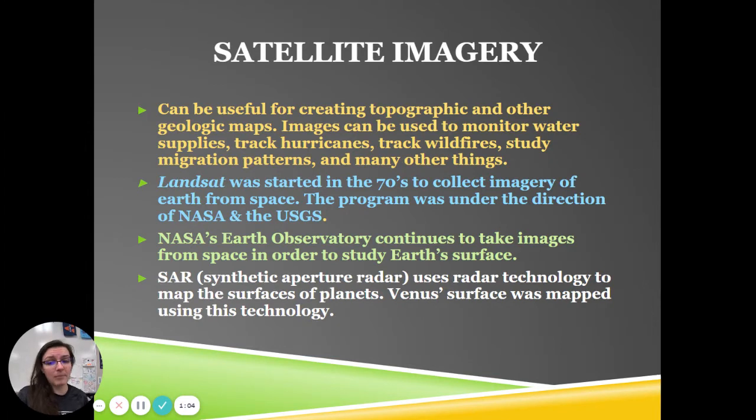The synthetic aperture radar, or SAR, uses radar technology to map the surface of planets. We can do that with Earth. We've also done that with Venus. We haven't gone to really truly study very well the surface of Venus, but we know what a map of it looks like using this radar technology.